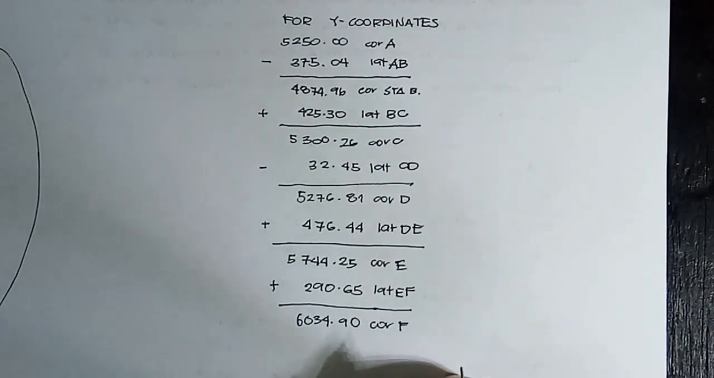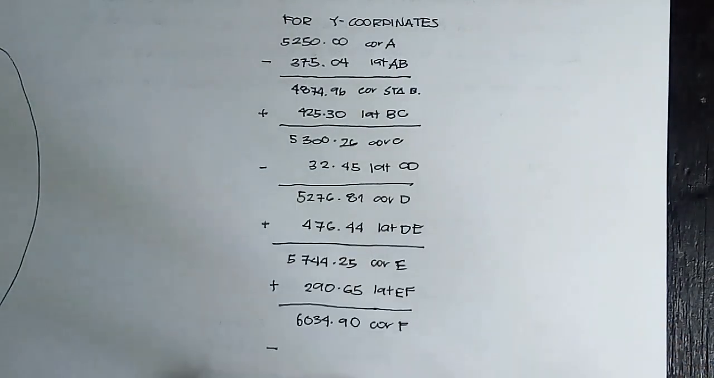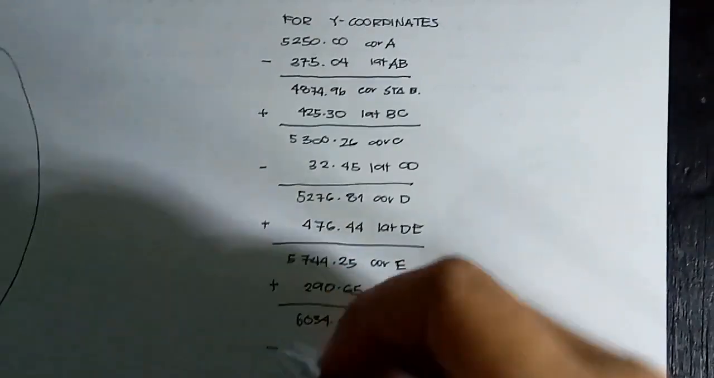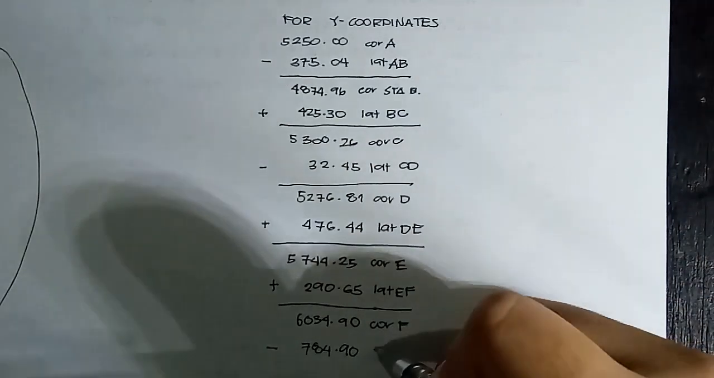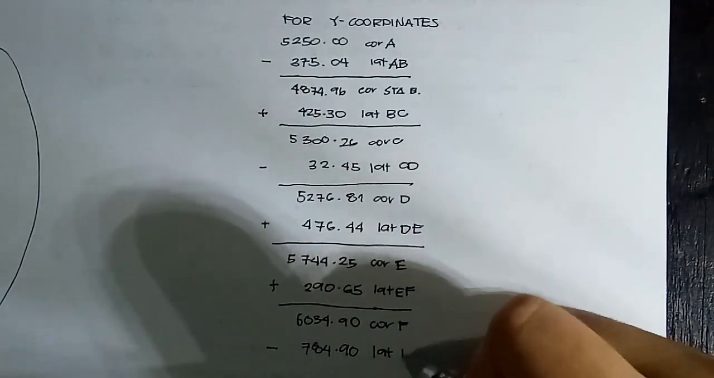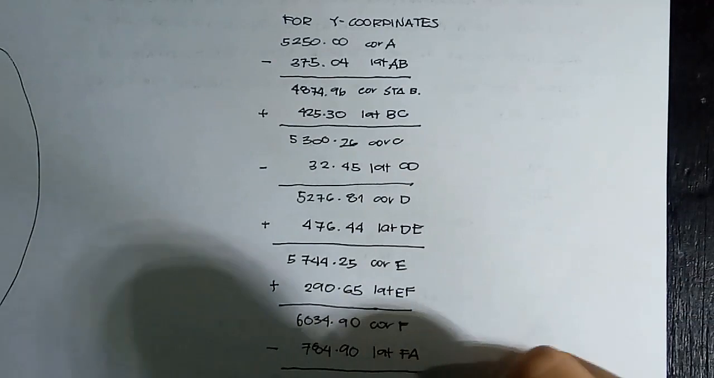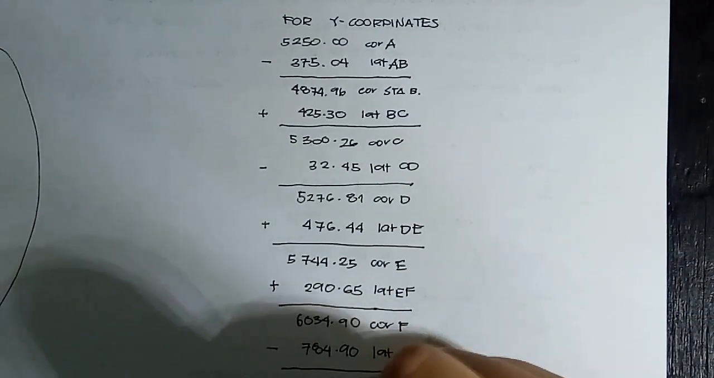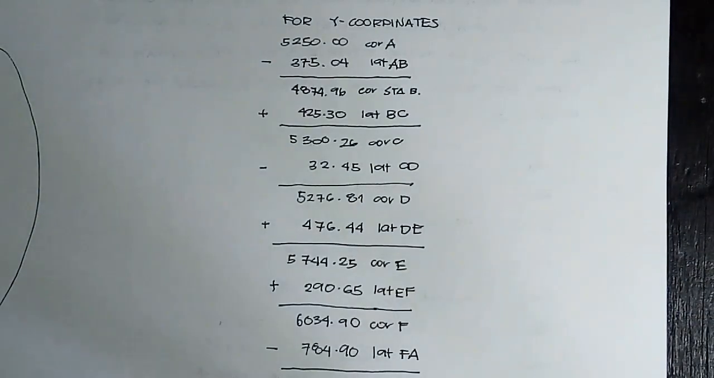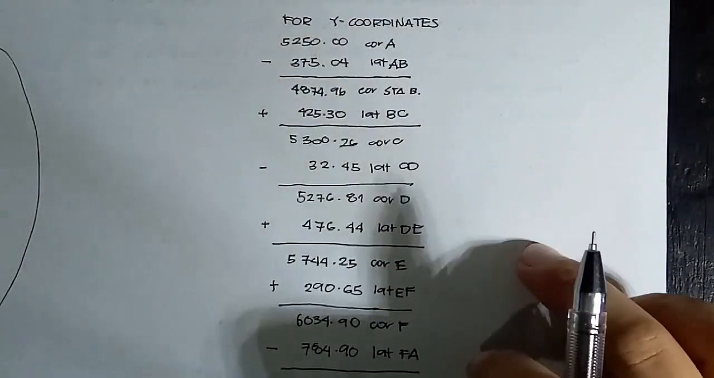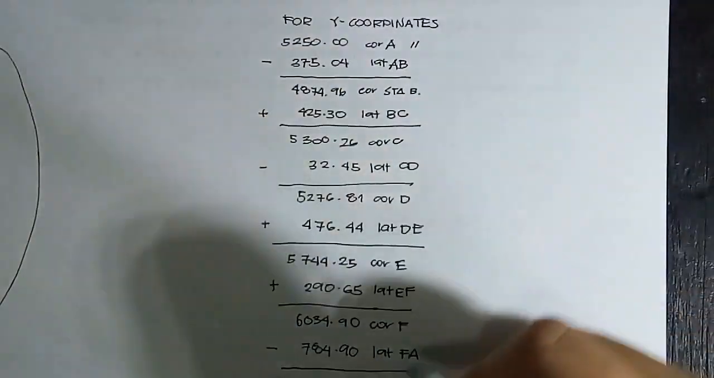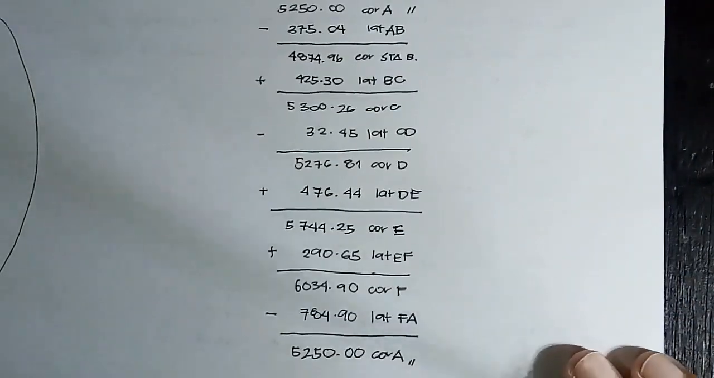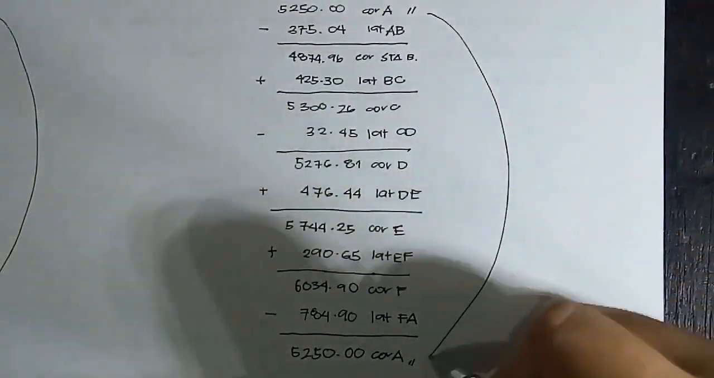So, sunod naman is mag-minus tayo since yung ating direction ay to south. So, 784.90. Yan yung latitude ng FA. So, makikita natin na bumalik na ulit tayo dun sa nauna nating value which is 5,250 meters. So, masasabi natin na yung ginawa nating computations ay tama since nagtali silang dalawa.